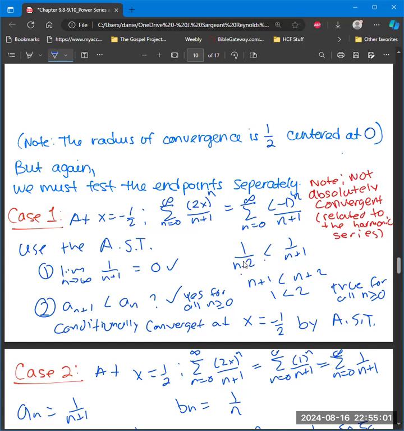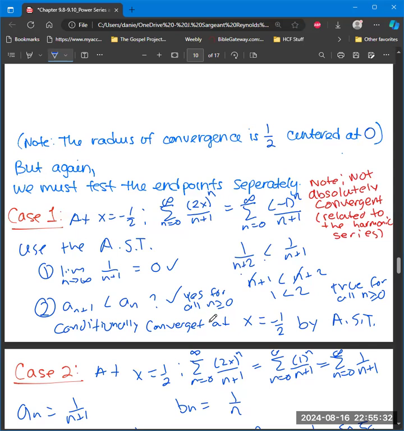Is it decreasing for all n greater than or equal to some capital N? I did that work over here: 1 over n plus 2 is less than 1 over n plus 1. Yes, always, all the time, because n plus 1 is less than n plus 2. Then we subtract n from both sides, and 1 is less than 2, always, all the time. So it's going to be true for all n greater than or equal to 0, since the summation started at 0.